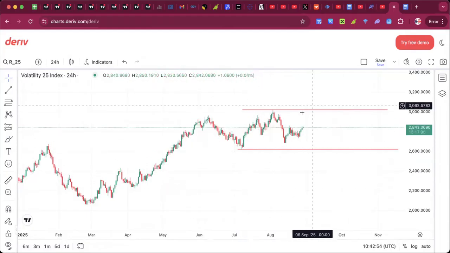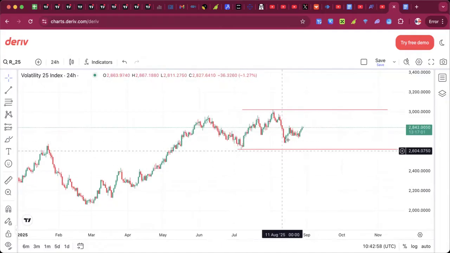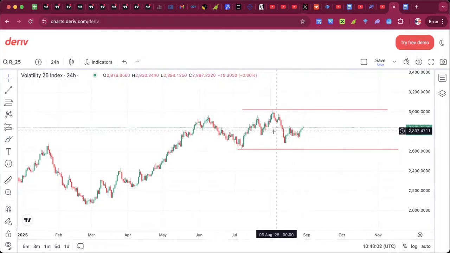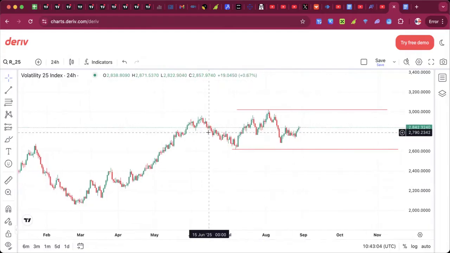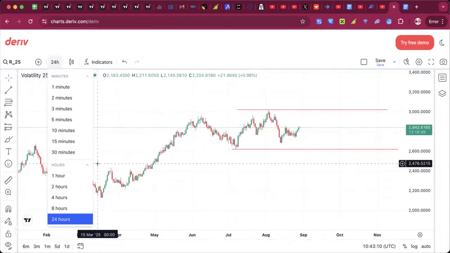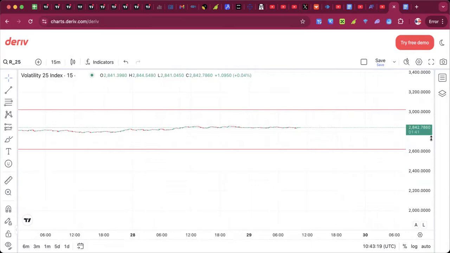So let's go. I've seen that the market is an uptrend, but it's still kind of ranging now. So where do I need to go? Straight away, you just need to go to the 15-minute time frame. All right. So let's go to the 15-minute time frame. This is the strategy.